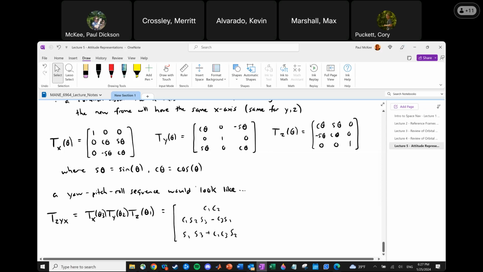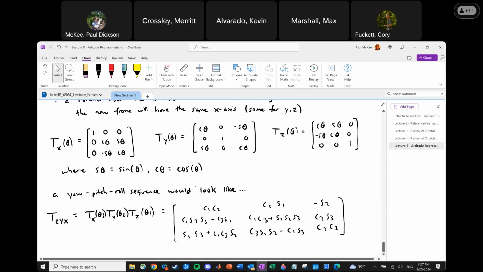You do not need to write this down if you don't want to. This is just me showing you how ugly this gets in a real hurry. C2, S1, C1, C3 plus S1, S2, S3, C3, S1, S2 minus C1, S3, negative S2, C2, S3, C2, C3. So if you wanted to write it out by hand, this is what you would need to do to go from these three angles to get this attitude transformation matrix.